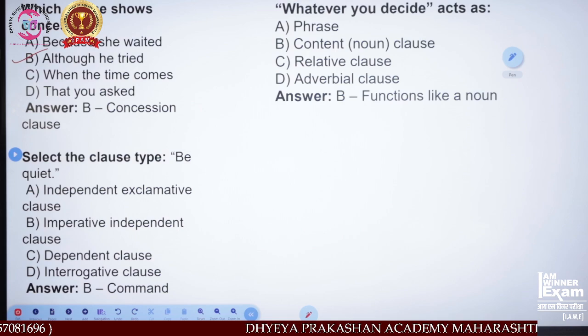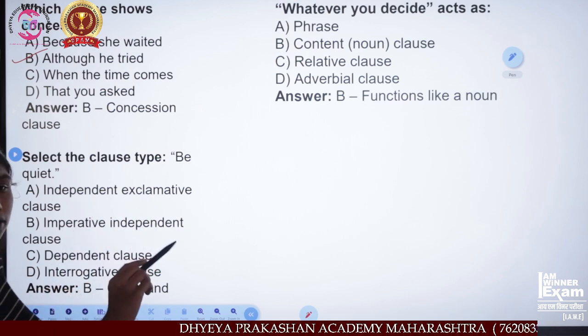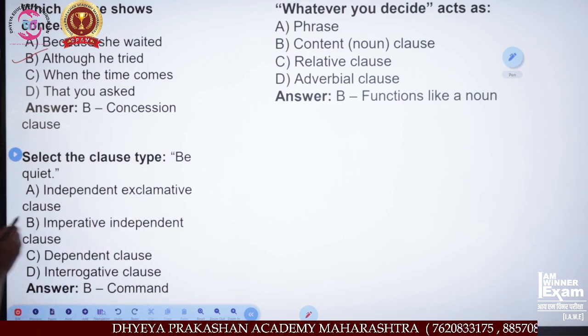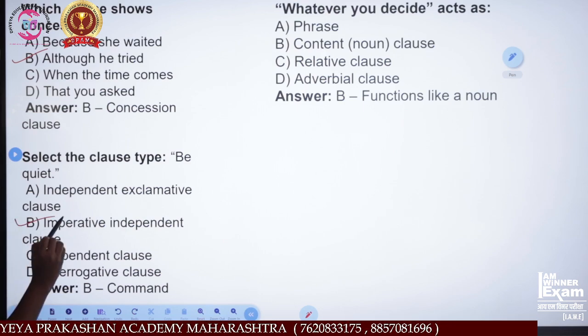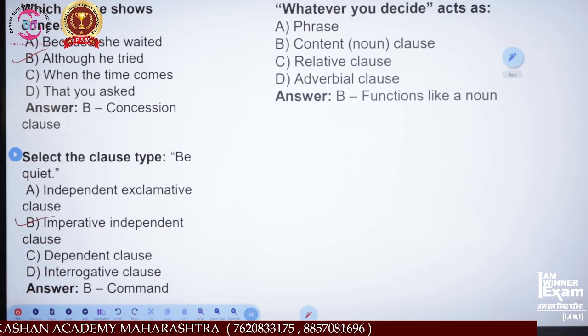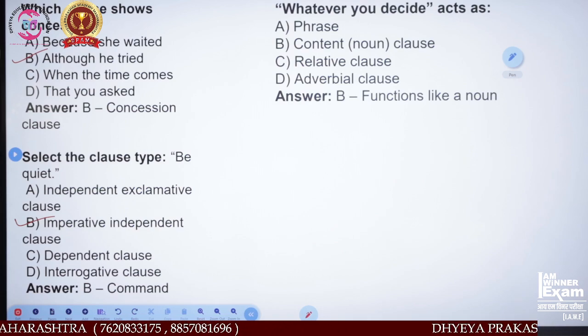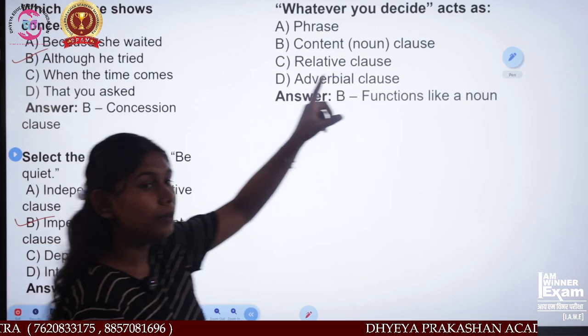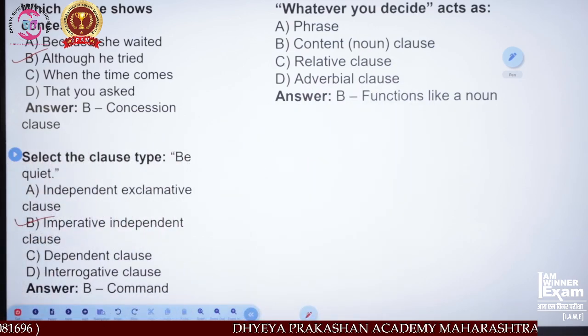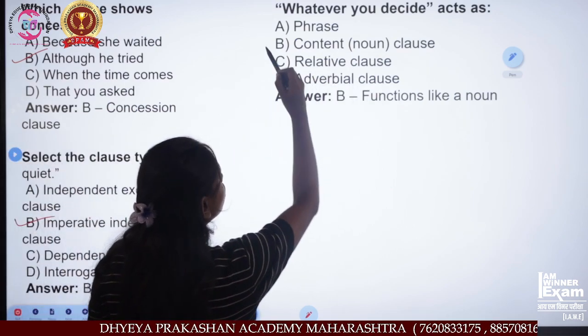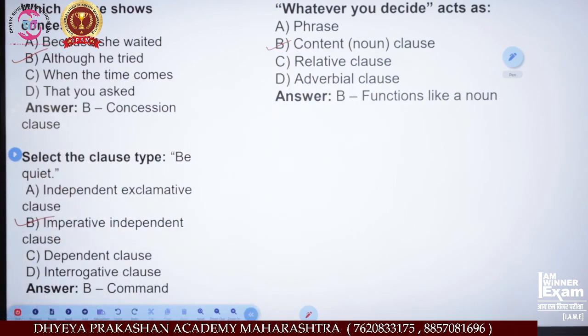The next, select the clause type, "be quiet." Now it is a command, right? Someone is telling you to be quiet. So it is a type of command. So it comes under imperative independent clause. Then "whatever you decide." Now "whatever you decide" acts like a noun, right? So content noun clause will be your correct option.